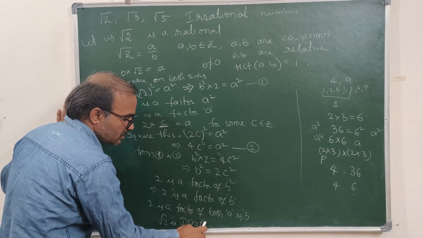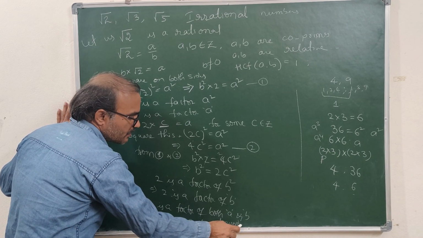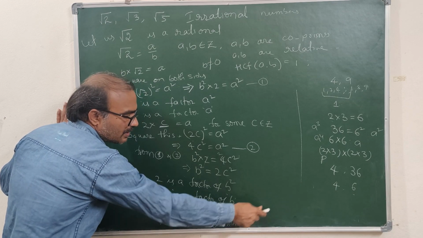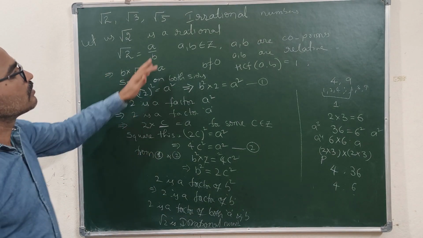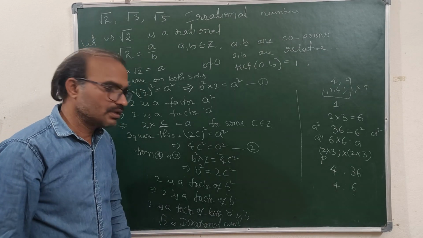Therefore, root 2 is an irrational number. You have to write here: this is in contradiction to our assumption that root 2 is a rational number. That is why root 2 is an irrational number.